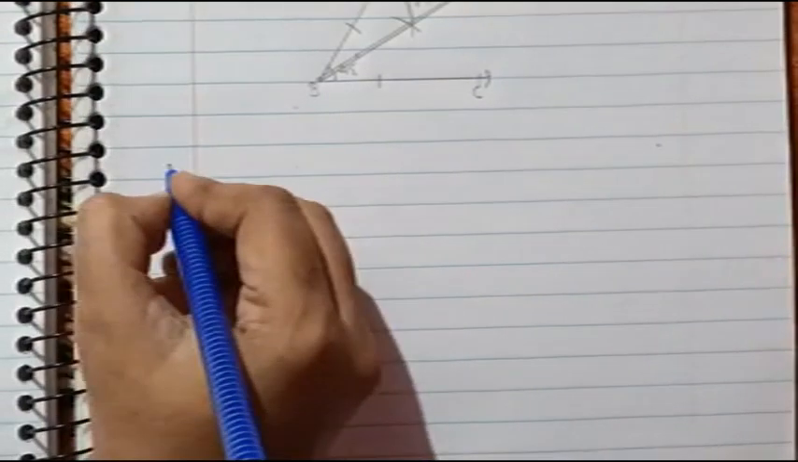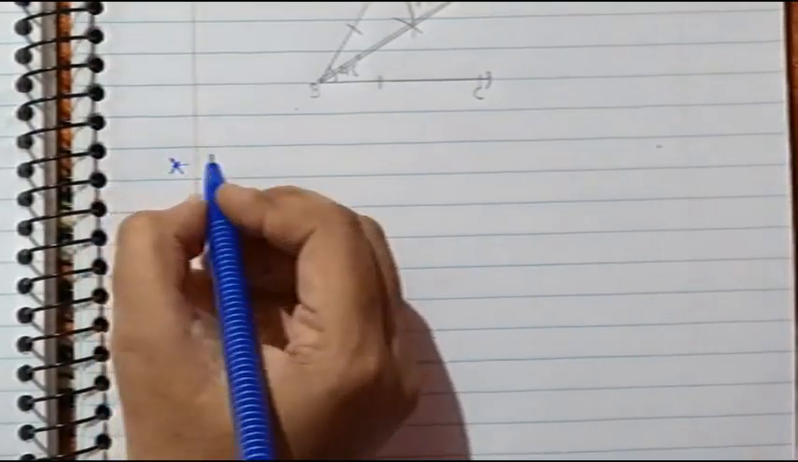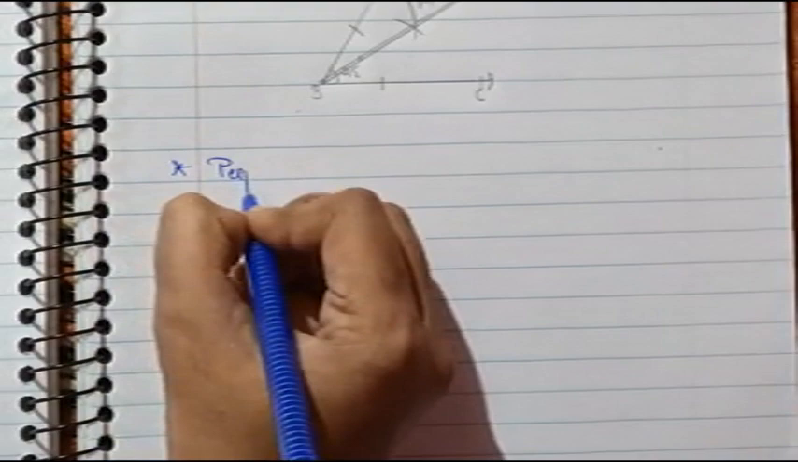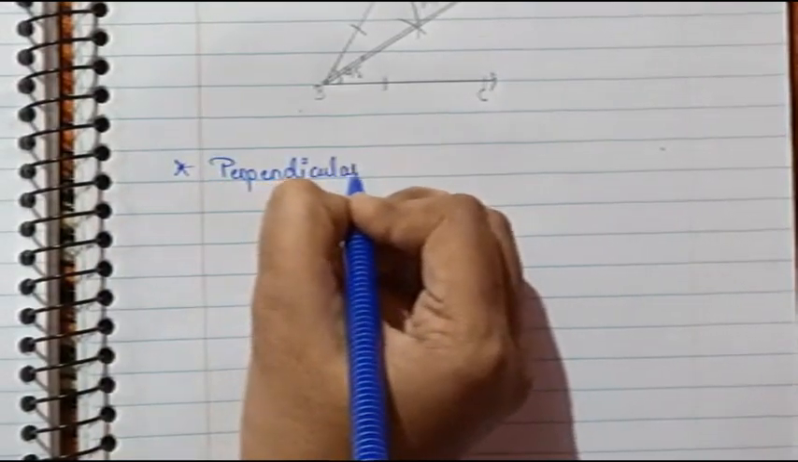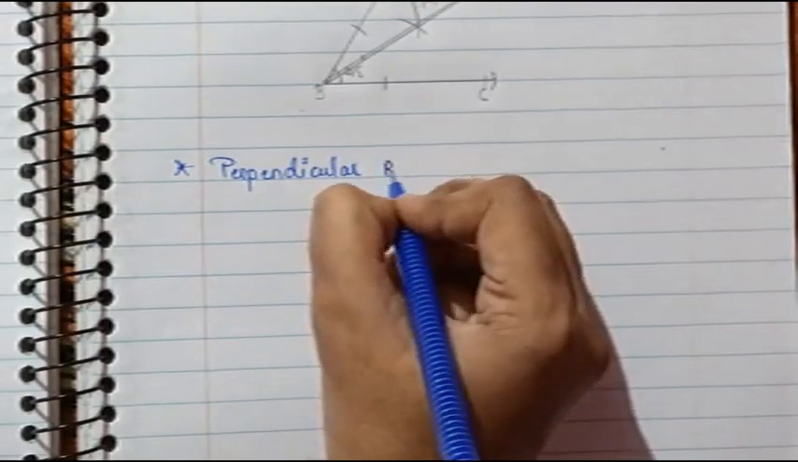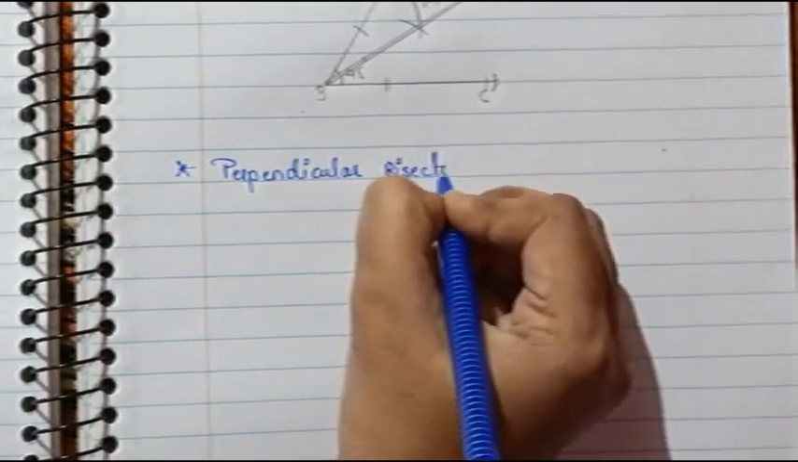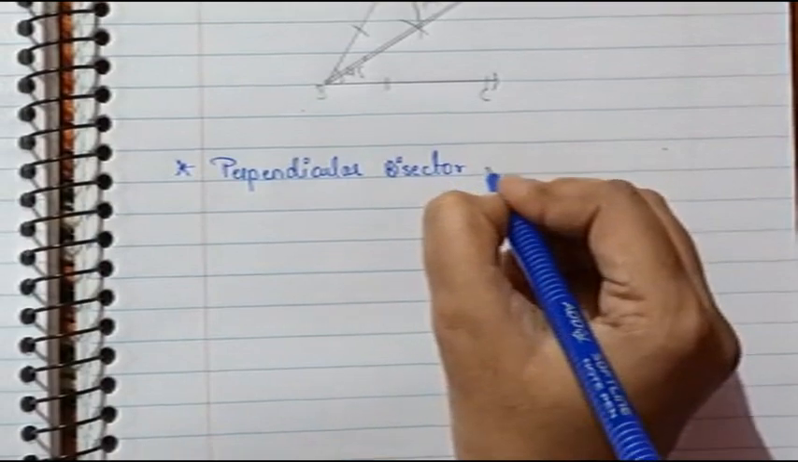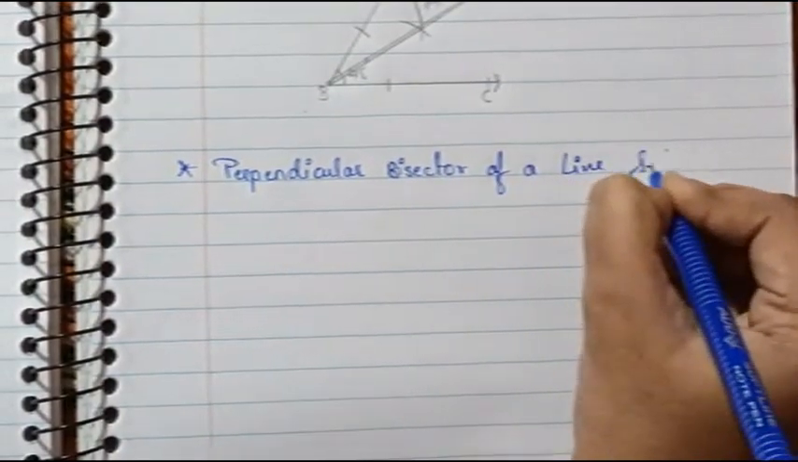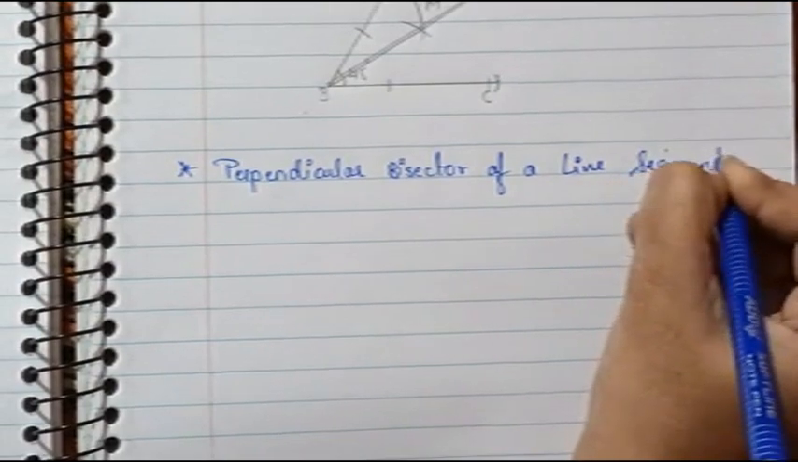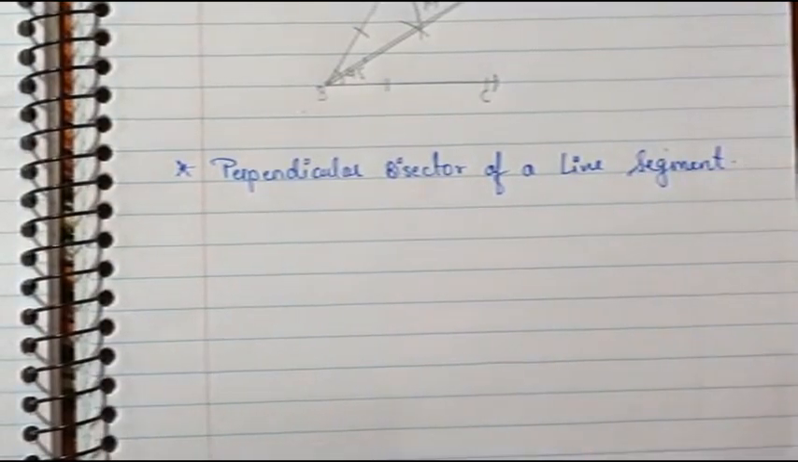Now students, I hope that everybody is clear with the first part, that is of angle bisector. Now students, the second part we are going to study, in your textbook it's there, that is the perpendicular bisector of a line segment. Okay, what is it? It is the perpendicular bisector of a line segment.